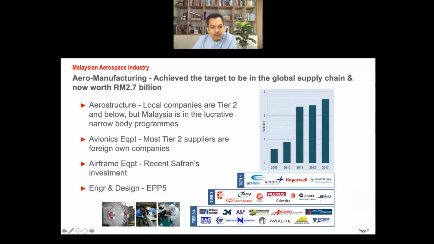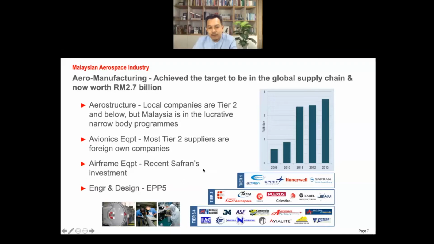We have Honeywell. So most tier 2 suppliers are foreign-owned companies, because Malaysia does allow foreign-owned companies to set up their factories in Malaysia. It can be a 100% company owned by an international body. This is why we open the door for the major players, especially for tier 1 companies. And for airframe equipment, Safran's recent investment in Malaysia really supports and provides more jobs related to aero manufacturing.